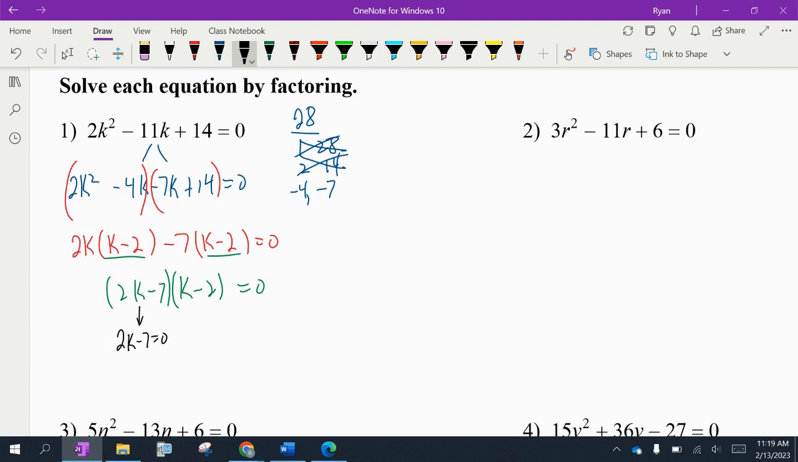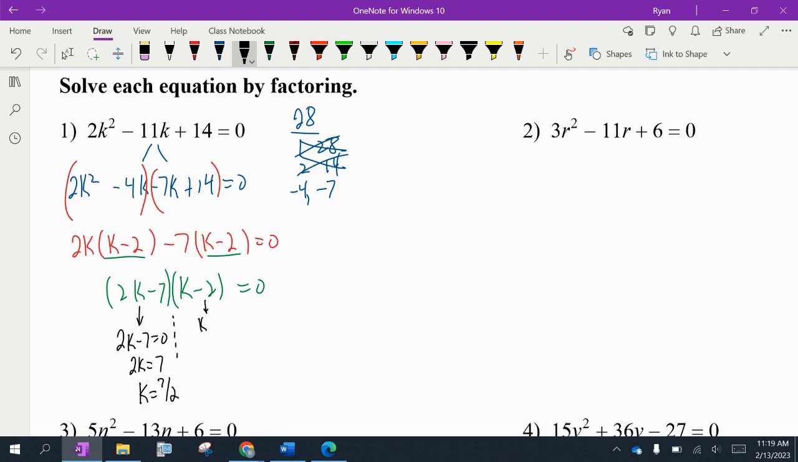So 2k minus 7 equals 0. We want to solve this equation, so add 7 to both sides, and then divide both sides by 2. So k equals 7 over 2, 3.5. There's one of your answers.